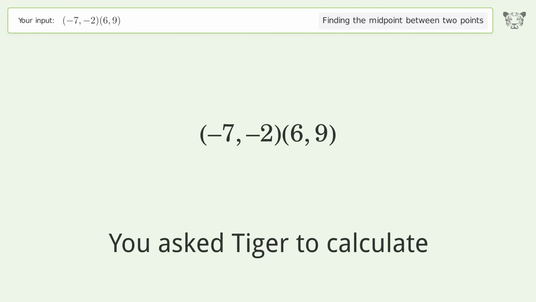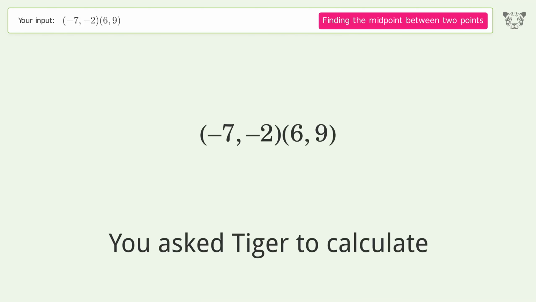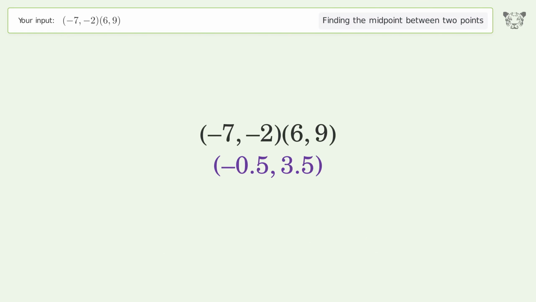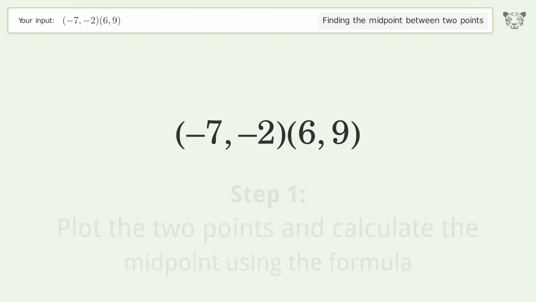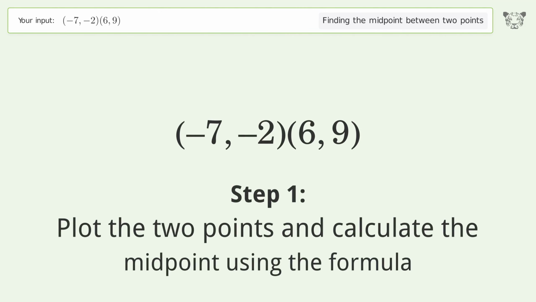You ask Tiger to calculate. This deals with finding the midpoint between 2 points. The midpoint between the 2 points is negative 0.5, 3.5. Let's solve it step by step. Plot the 2 points and calculate the midpoint using the formula.